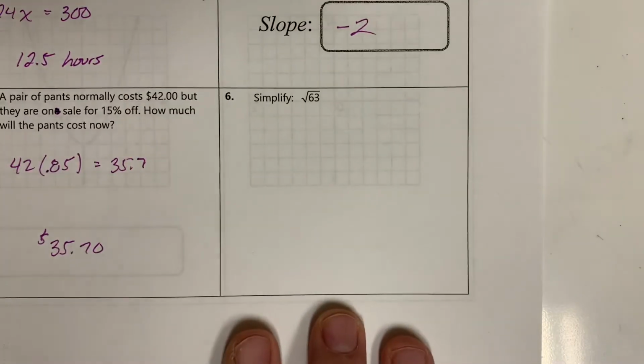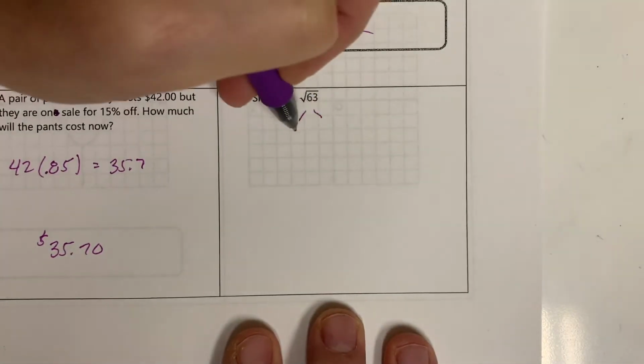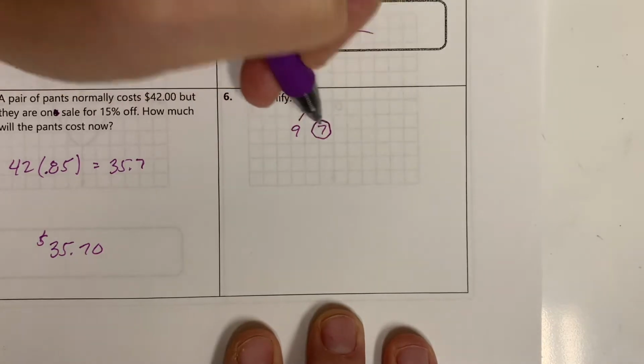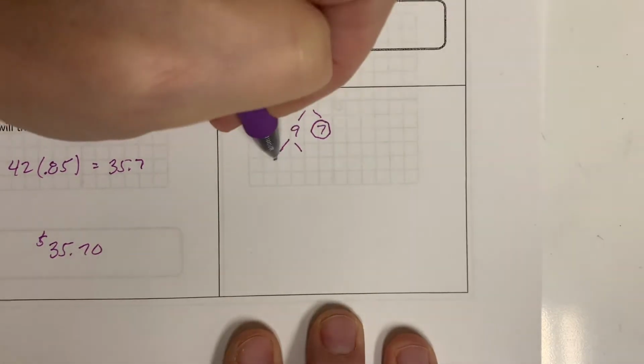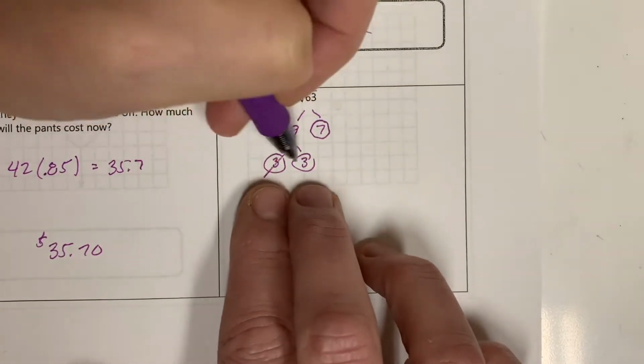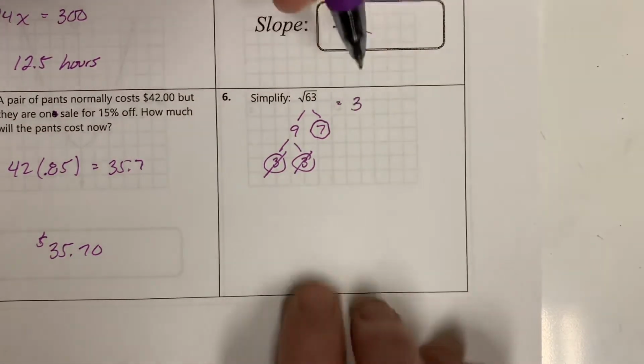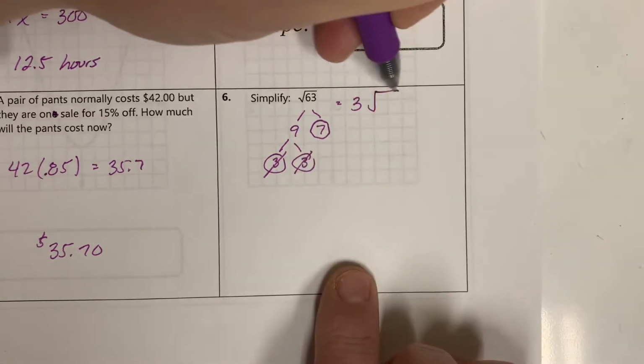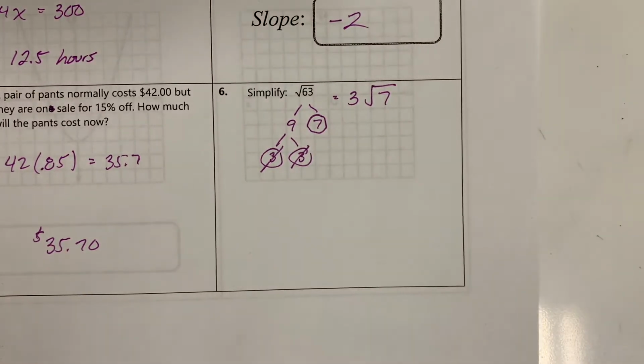Number 6, square root of 63. 63 is 9 times 7. 7 is prime. 9 is 3 times 3. A pair of factors here is worth 1 on the outside. The 7 doesn't have a pair, so it stays in, and 3 root 7 is your final answer.